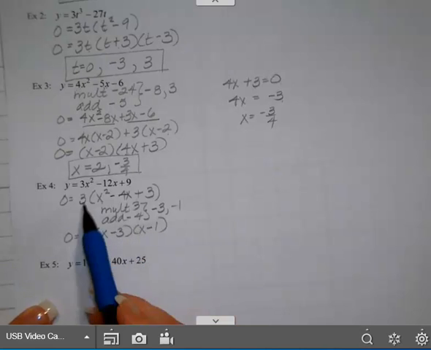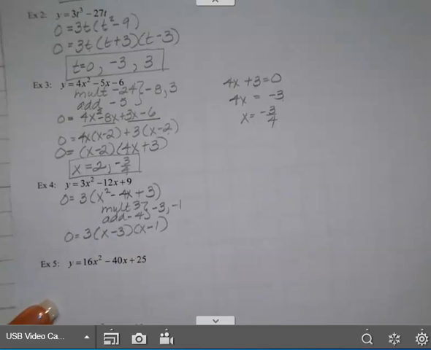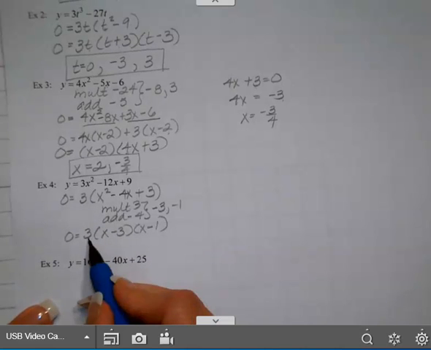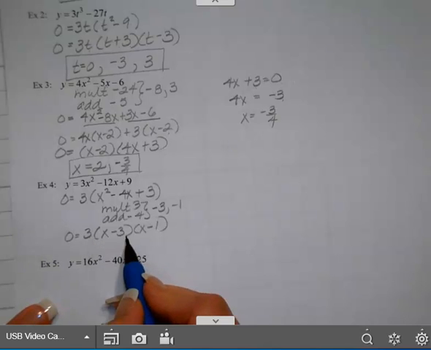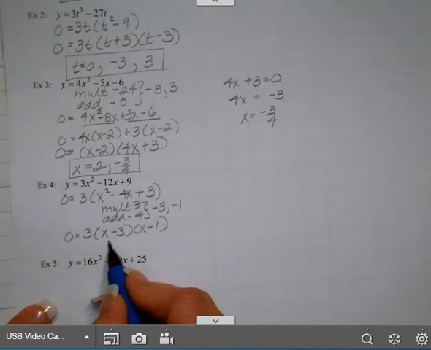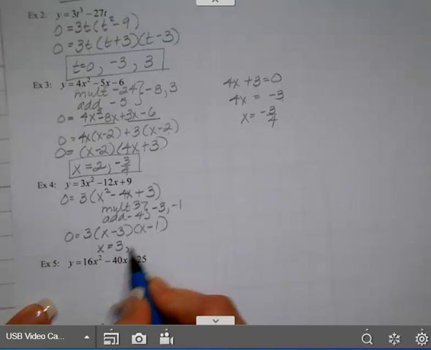If you wanted to, you could divide both sides by 3 and get rid of that 3. This 3 doesn't have a letter by it, so it does not affect my solutions. I only need to look at my 2 factors here. So the first factor, 3 will make that 0, and the second one, 1 will make it 0.